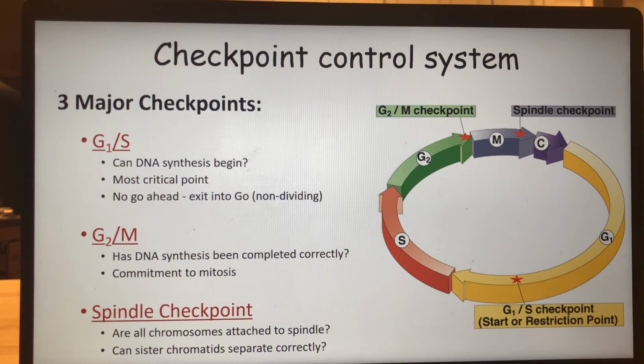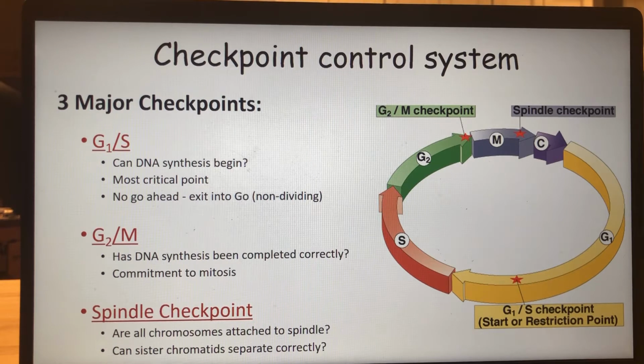What they're checking for here is, has the DNA synthesis been completed correctly? And after G2, that checkpoint is the commitment whether or not the cell is going to go into mitosis. If it gets the yes, then it goes straight through mitosis.